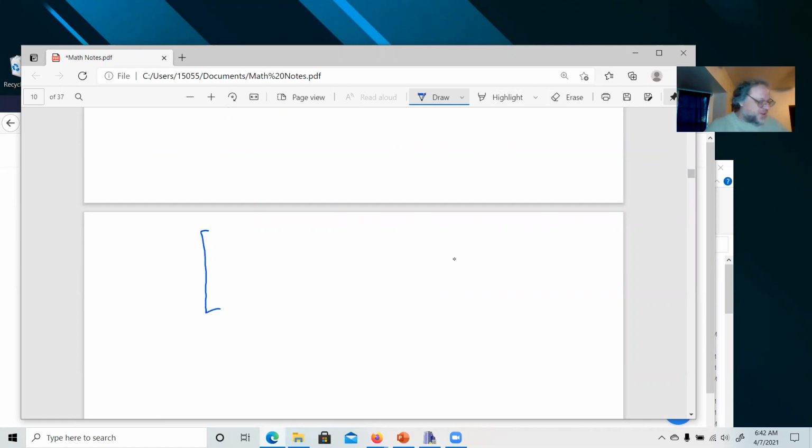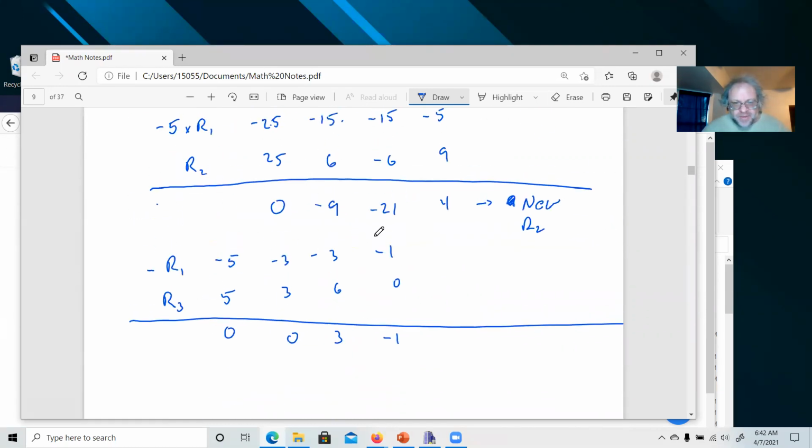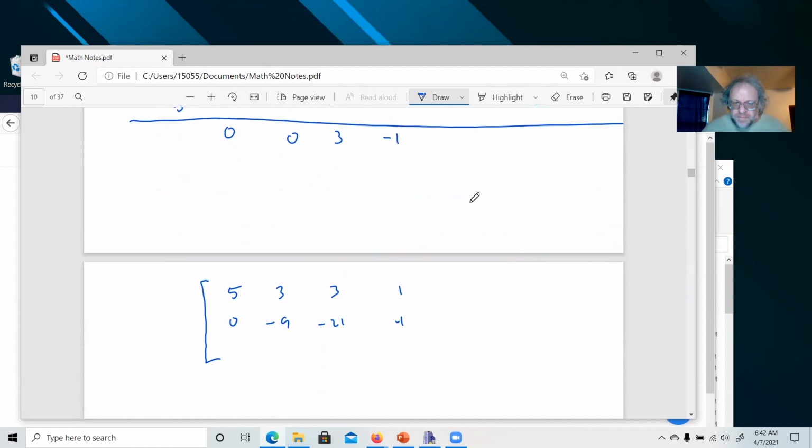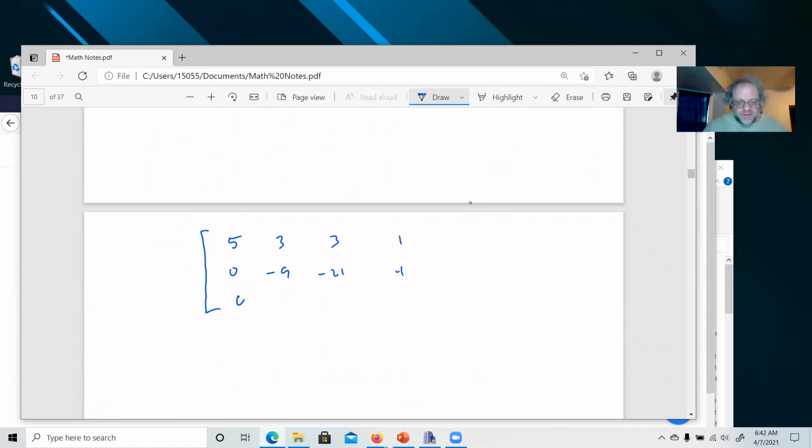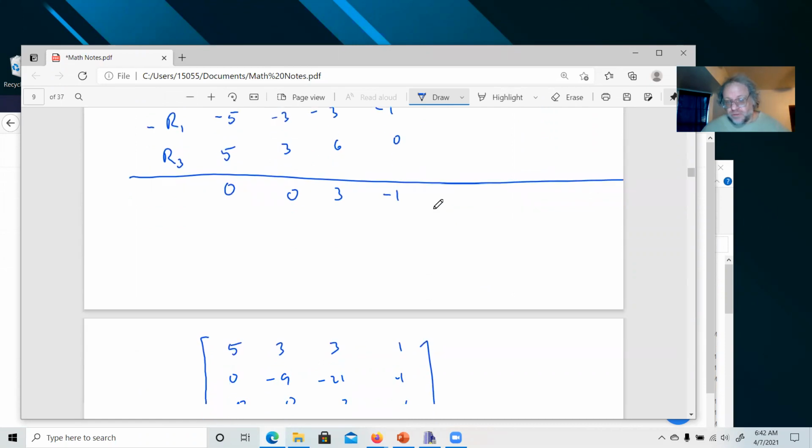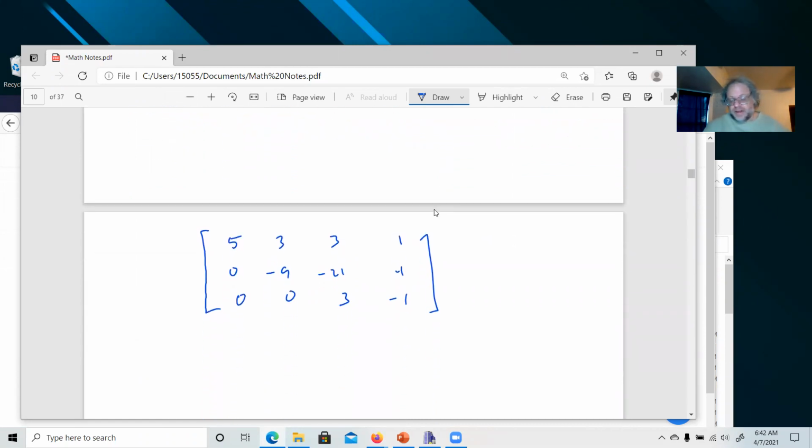So what matrix am I looking at? We've got a 5, 3, 3, 1. We've got a 0, negative 9, negative 21, 4. Let's double check. Is that what I have up here? Negative 9, negative 21, 4. Okay. And then we have a 0, 0, 3, 1, negative 1. Okay. Again, nothing is error proof. All right. And I'm sorry. That's the way we have it.